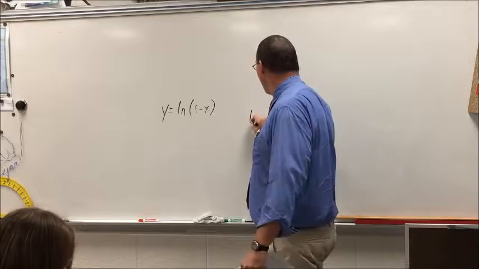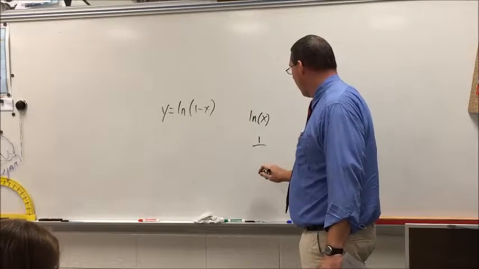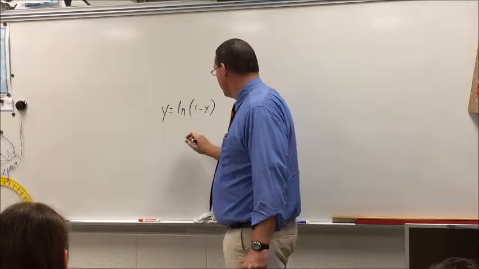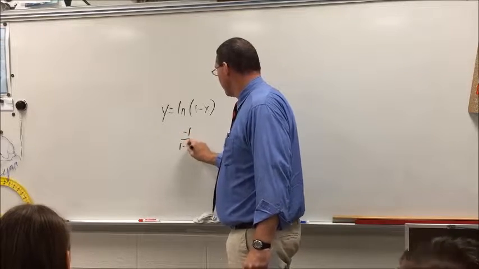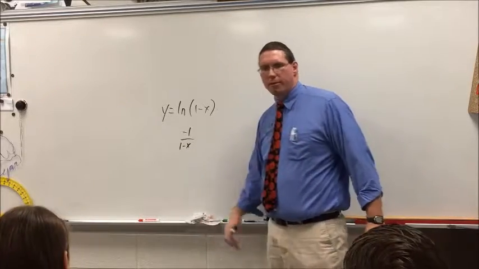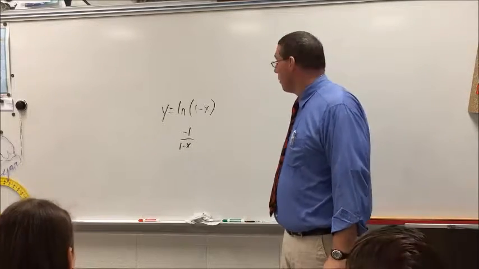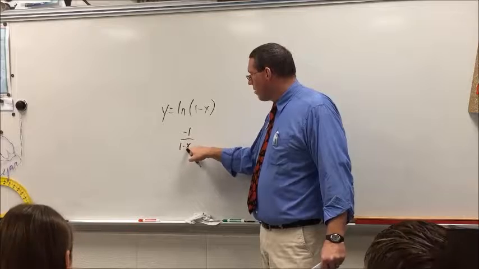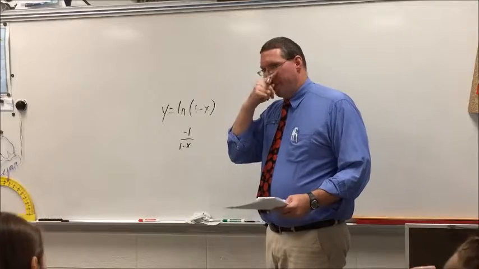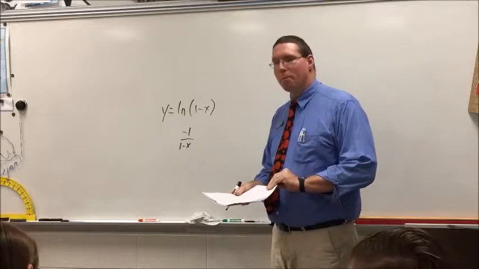Okay? So if we just had the natural log of x, what's the derivative of x? 1, and what's on the inside? x. So now, what's the derivative of the inside? -1, over the inside. I'm going to teach it that way for the rest of my career. So what's the answer? Is it going to be 1/2 or -1/2? -1/2. So now when we put -1 in, what's 1 minus -1? 2. So -1 over 2, -1/2. Oh, I did not know that.